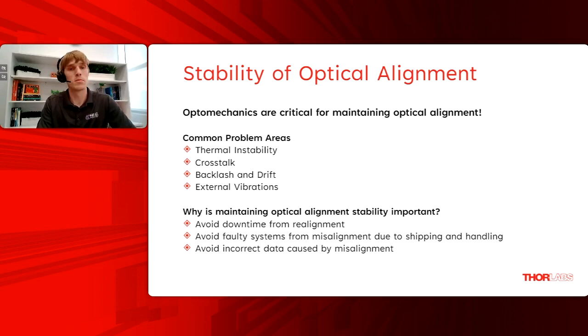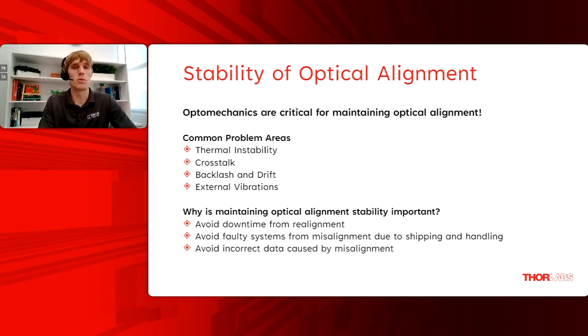In most optical systems, mirrors are one of the most common optics used to steer a light source or laser, and kinematic mirror mounts are one of the most common pieces of optomechanical hardware to tip and tilt that mirror and redirect the reflected light along your beam path. While the principles of optical stability apply to any tunable component in your system, like light sources and receivers too, for simplicity, we're going to focus on the kinematic mirror mounts mostly for today's talk. So what are the common problem areas or sources of failure when it comes to optical alignment? Some of the biggest ones we've narrowed down for optomechanics include thermal instability, crosstalk, backlash and drift, and external vibrations.